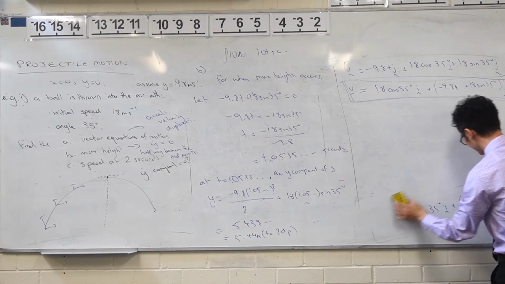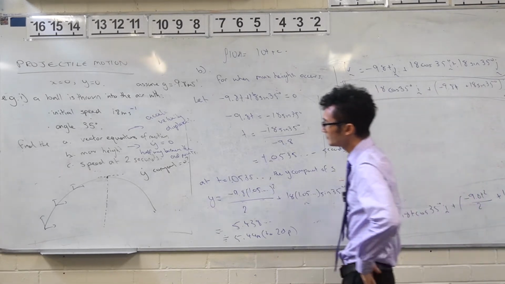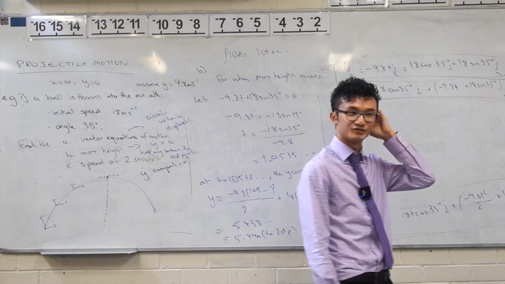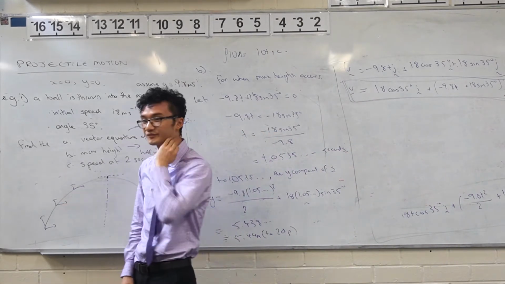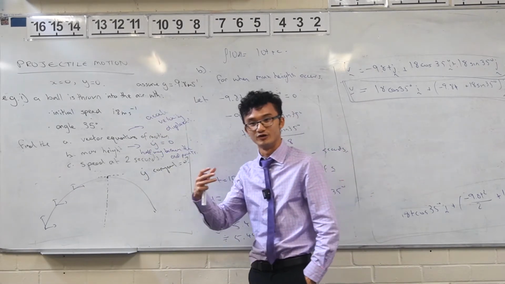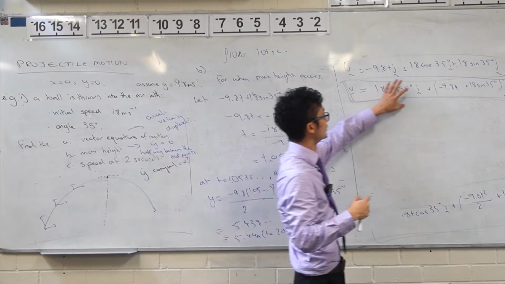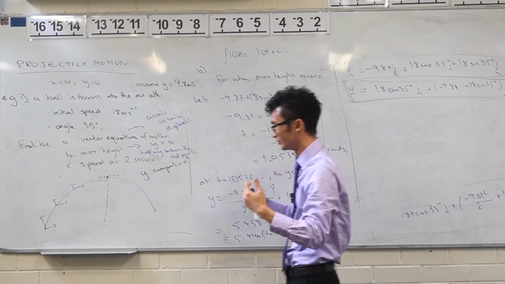All right, part C. So we're looking at the speed, right? Now, remember how I said that, the question is saying, find the speed at 2 seconds. So remember how I said that all of these here have a kind of horizontal and vertical component, right? And if I'm looking at this velocity equation here, this velocity uses those horizontal and vertical components.